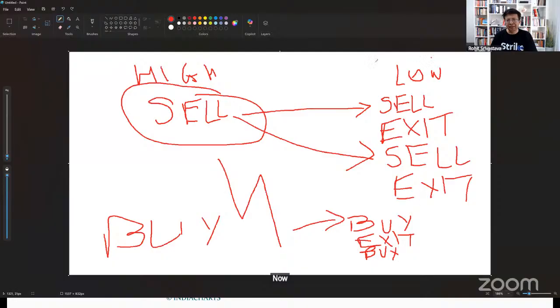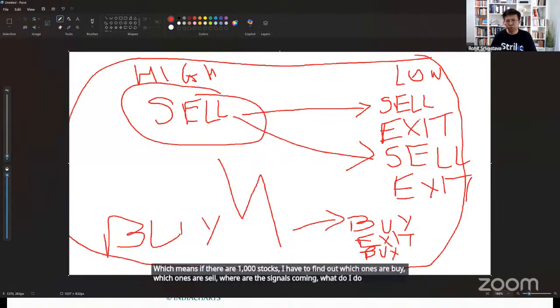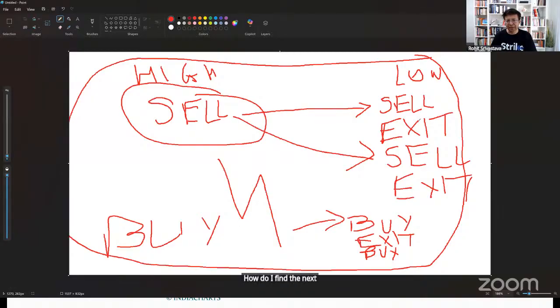Now, how do I apply this using RMI, using Strike? Like, this is all nice, but it's a lot of work. Which means if there are 1,000 stocks, I have to find out which ones are buy, which ones are sell, where are the signals coming, what do I do tomorrow. How do I find the next idea, where to buy, where to sell? A very important question, right?